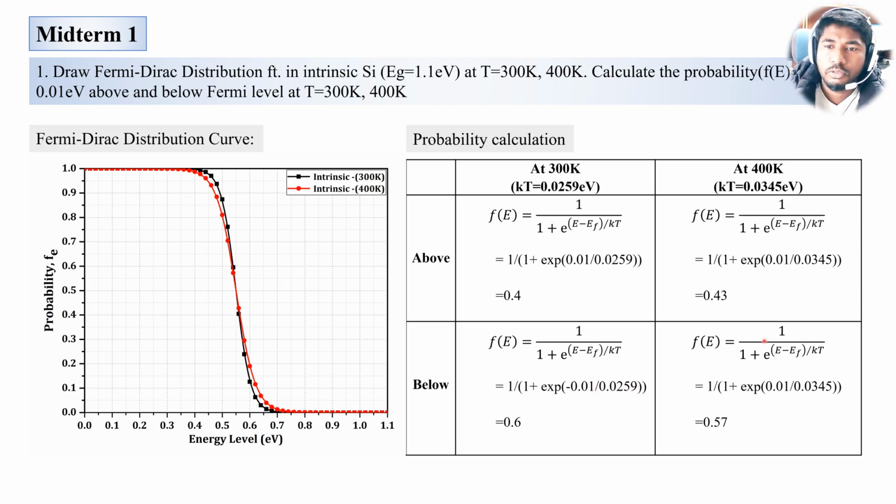So by calculating all this, we get at 300K, above the Fermi level, the probability is 0.4, at 0.01 electron volt from the Fermi level, and at 400K, the answer is 0.43. Consequently, at 300K below the Fermi level it is 0.6, and at 400K below the Fermi level it is 0.57.